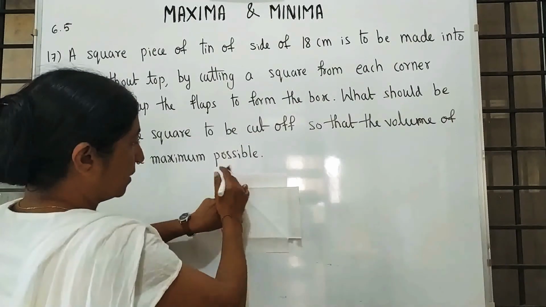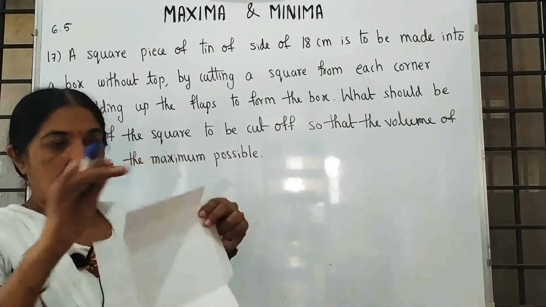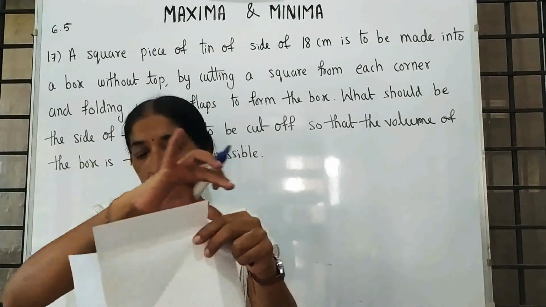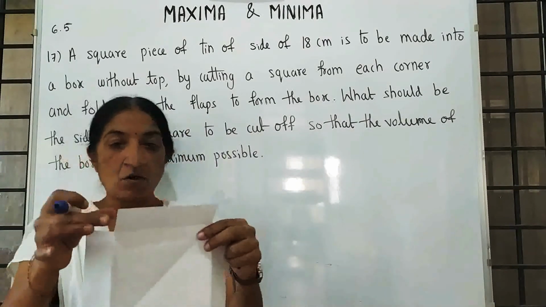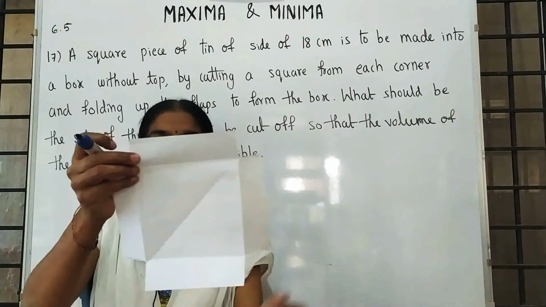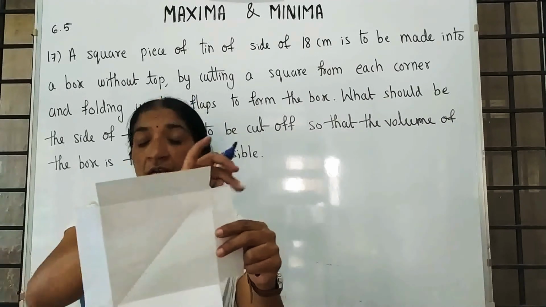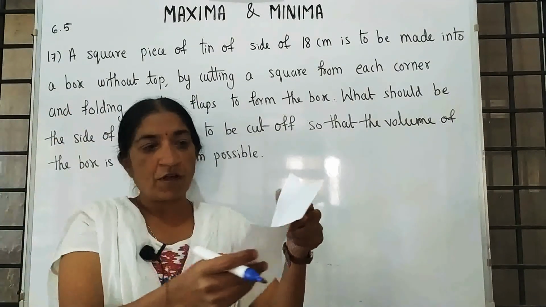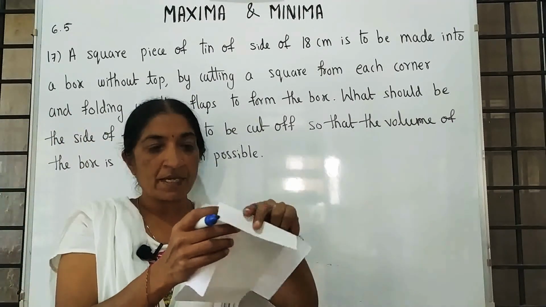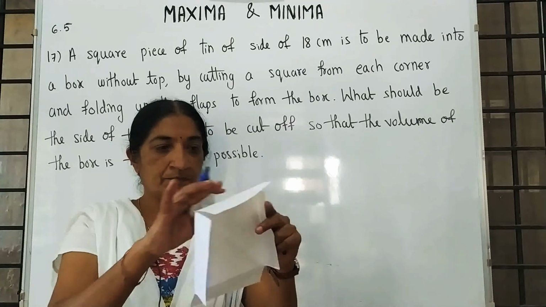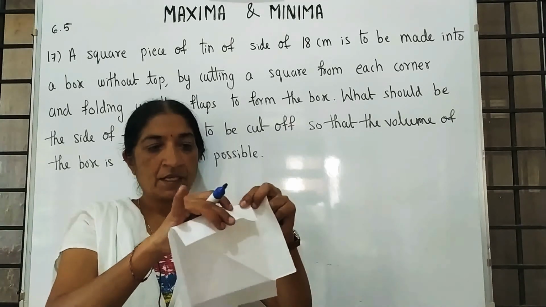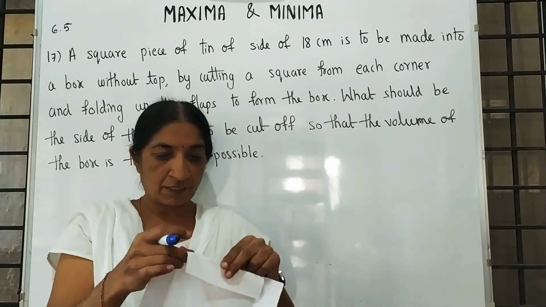See here, this is a paper, and on each corner, total it is of 18 centimeter. On each of the 4 corners, a square piece is cut off, and they are making a box like this. They are making the box like this. Wait.